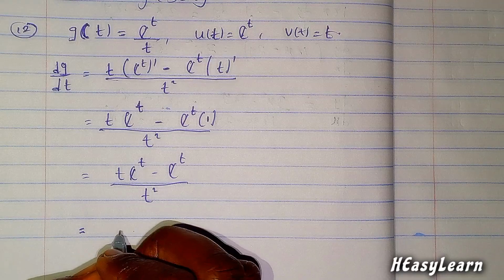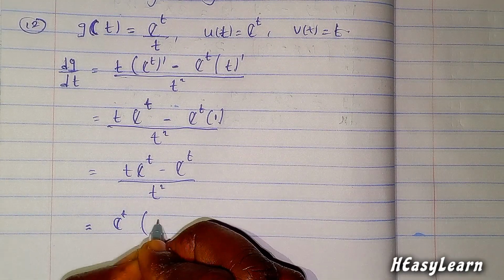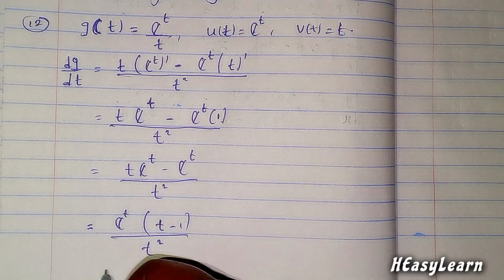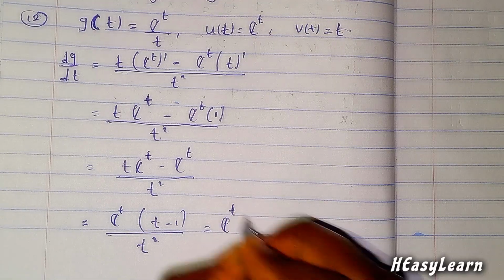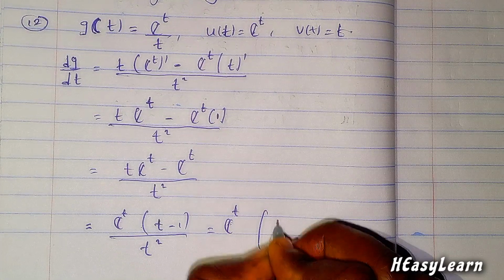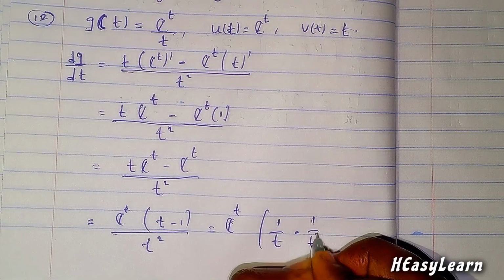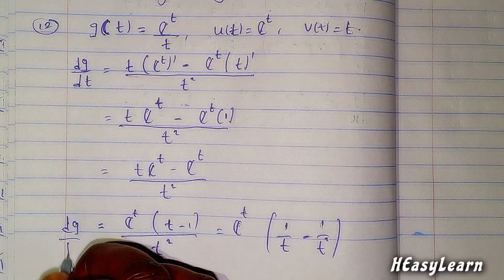This is the same thing as exponential t is common, t minus 1 divided by t square. It can be further simplified to be exponential t times 1 over t minus 1 over t square. So this is the derivative of g of t.